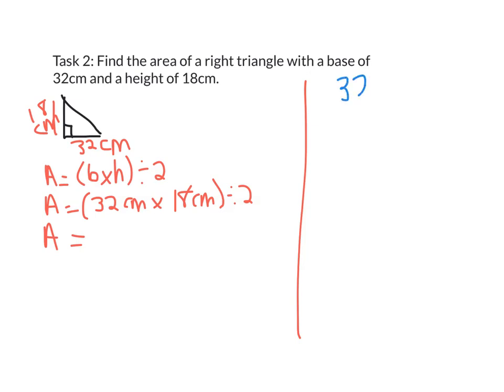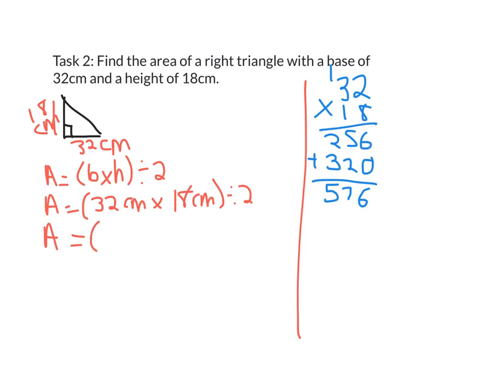So 32 times 18. So 8 times 2 is 16. And the 1 gets carried over. 8 times 3 is 24 plus 1, 25. My 0 goes there. 1 times 2 is 2. 1 times 3 is 3. I can go ahead and add. So 6 plus 0 is 6. 5 plus 2 is 7. And 2 plus 3 is 5. Okay, so I can go ahead and put that in. So I have 576 centimeters divided by 2.